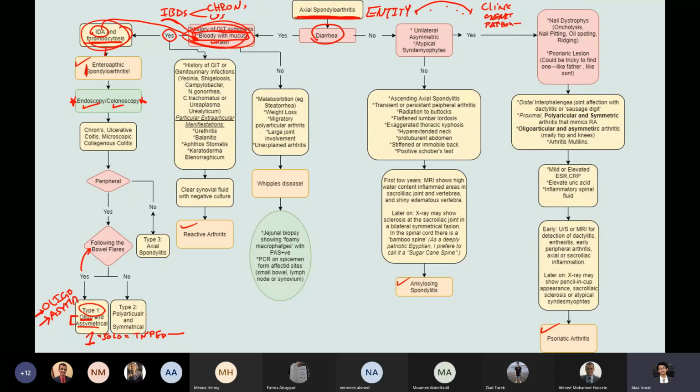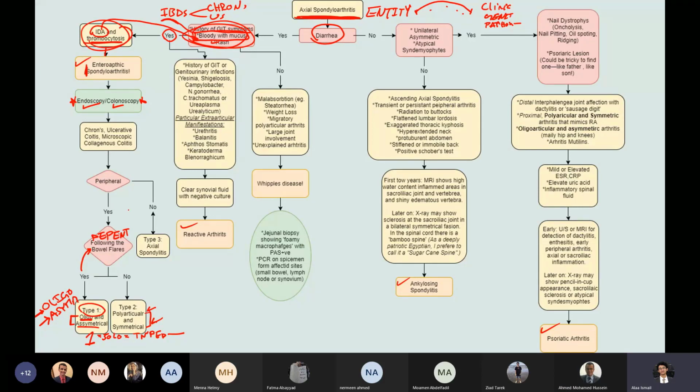As I've just said, type 1 is oligo-asymmetric. This should be poly and symmetrical. A lot of diseases in medicine that have a polyarticular presentation come in a symmetrical fashion. That was about the peripheral. We said if it's dependent, we're going to laugh, because if it's dependent, it shouldn't be solo. But here we have a solo who is dependent. And type 2 is the one who is in fact independent of the bowel flares.